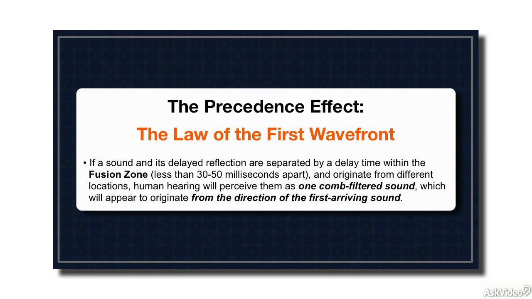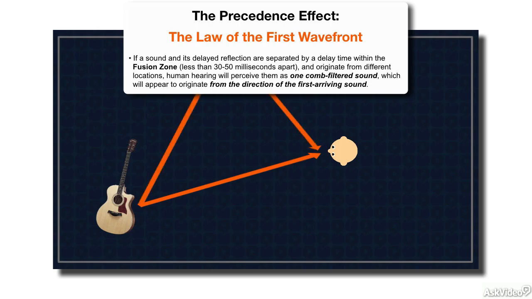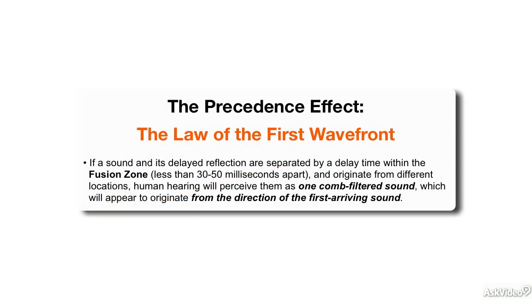When direct and delayed waves combine within the fusion zone, and the reflection comes from a different direction than the original direct wave, not only does our brain fuse them together, but the combined direct and delayed sounds appear to originate from the location of the original direct wave. Our hearing systems localize the resulting fused sound to the location of the first arriving wave. This is known as the law of the first wavefront.